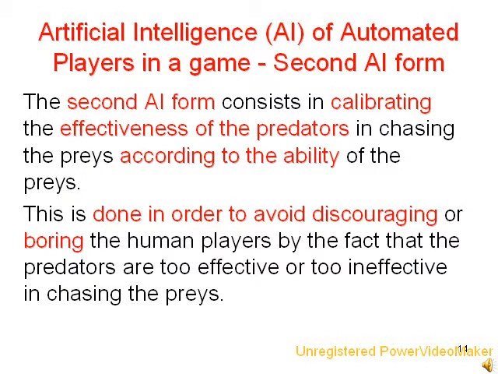Artificial intelligence of automated players in a game, second AI form. The second AI form consists in calibrating the effectiveness of the predators in chasing the prey according to the ability of the prey. This is done in order to avoid discouraging or boring the human players by the fact that the predators are too effective or too ineffective in chasing the prey.